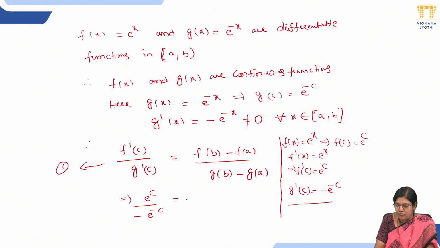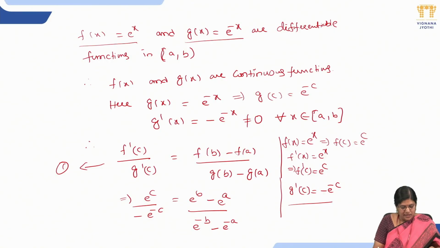That is equal to f of b minus f of a by g of b minus g of a. Here f of x is e power x, then f of b is equal to e power b. Substituting x is equal to a in f of x, you will get f of a is e power a. What is g of x here? g of x is e power minus x, then by substituting x is equal to b in g of x, you will get g of b is e power minus b, minus g of a is e power minus a.